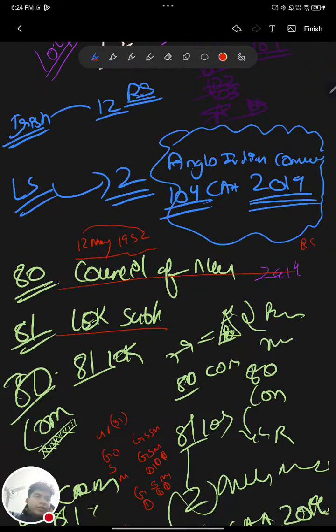Article 80 is your Rajya Sabha. The Rajya Sabha symbol is the lotus, and the Lok Sabha symbol is the peacock, and I did this. The Rajya Sabha is in Article 80 and the Lok Sabha is in Article 81.